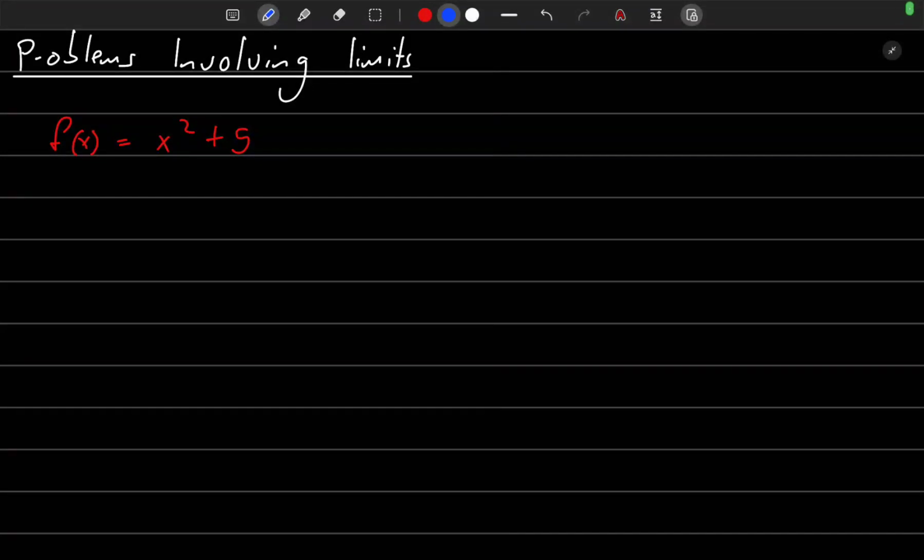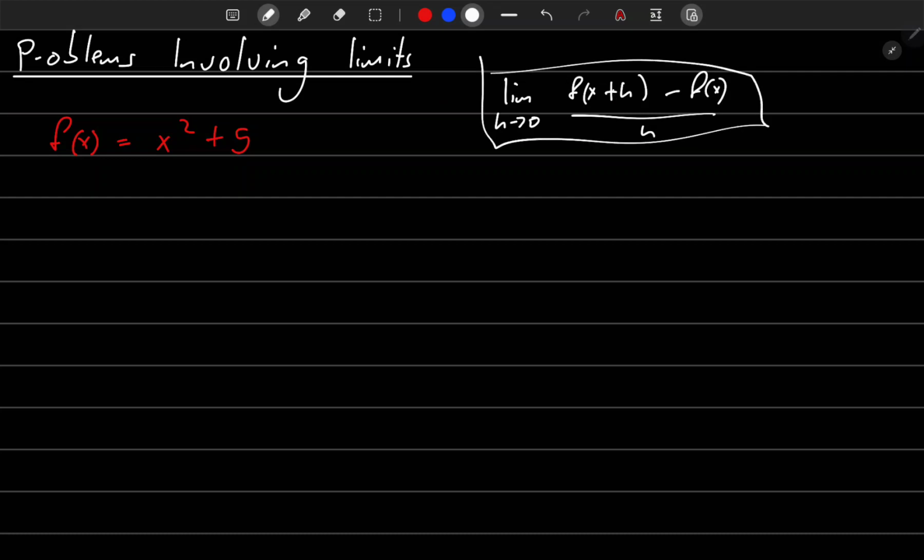Okay, so in this video, we're going to be talking about problems involving limits. We're just going to be solving limit problems using the equation we spoke about in the last video, where we had the limit as h approaches 0 of f of x plus h minus f of x, all over h. We're going to solve a couple of problems using this equation. It's called the equation of first principles.